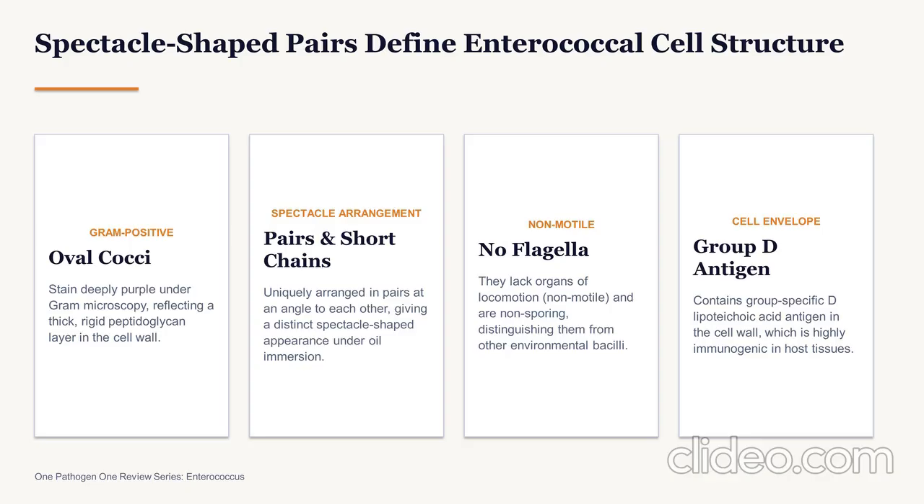On MacConkey agar, they are highly unique among gram-positives because they grow readily, producing minute, distinct magenta-pink colonies due to active lactose fermentation. On CLED agar, they grow as yellow colonies, which makes this medium highly useful as an alternative for processing urine specimens. What makes Enterococcus an exceptional hospital survivor is its extreme resilience.